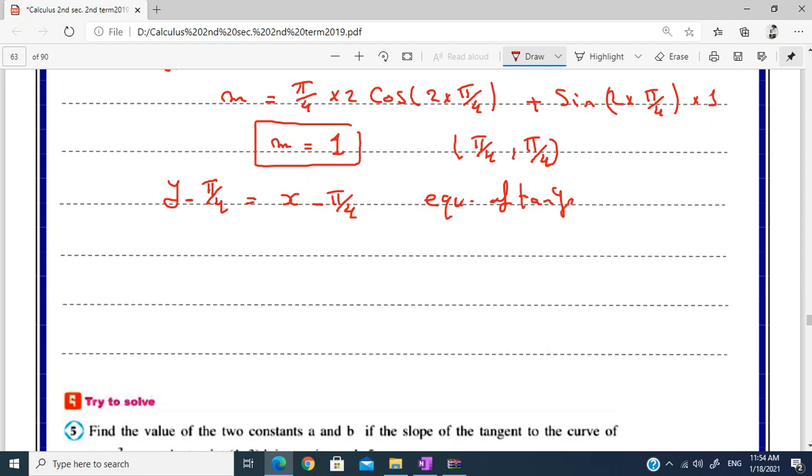And the equation of normal: y minus pi over 4 equals negative 1 over m, negative 1 over 1, equals negative 1 times x minus pi over 4. This is the equation of normal.